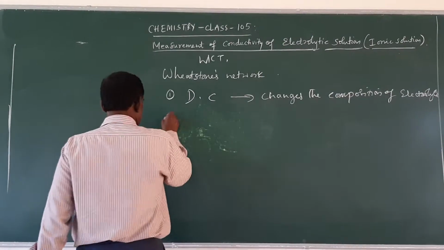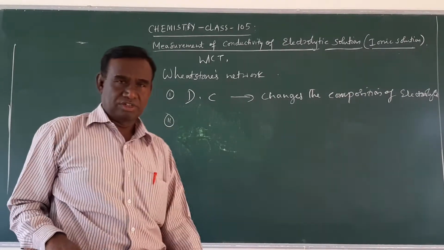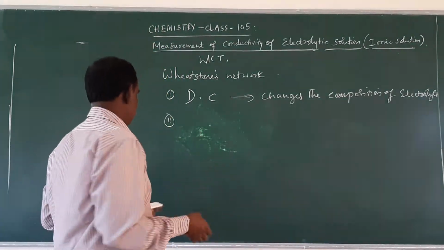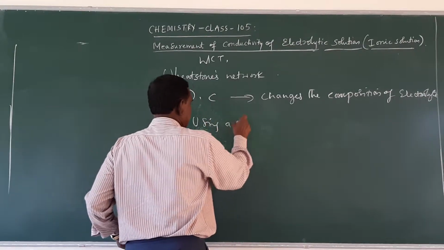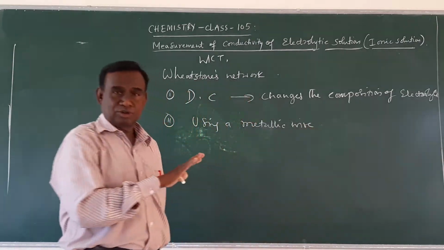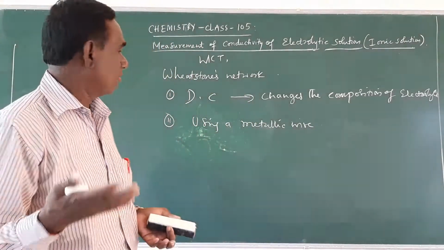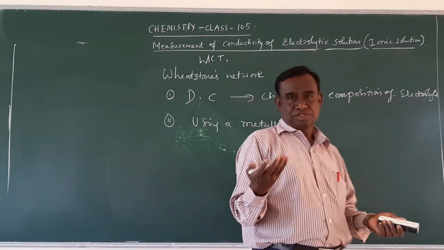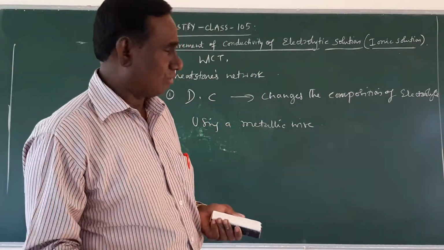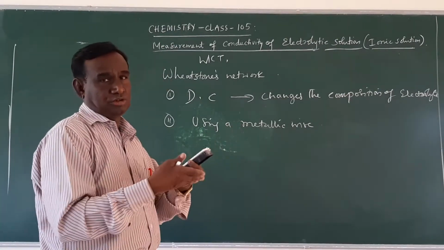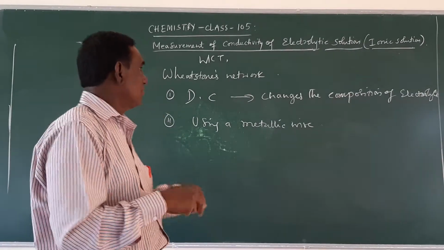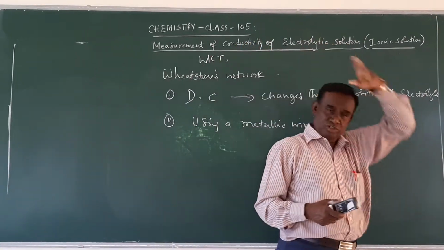The second problem arises during the measurement of the conductivity of electrolyte solution. It is not possible to connect the solution using a metallic wire. Solution cannot be connected using a metallic wire or a metallic rod, that is, a solid conductor. Using a solid conductor or metallic wire, it is not possible to connect the solution with your Wheatstone's network.